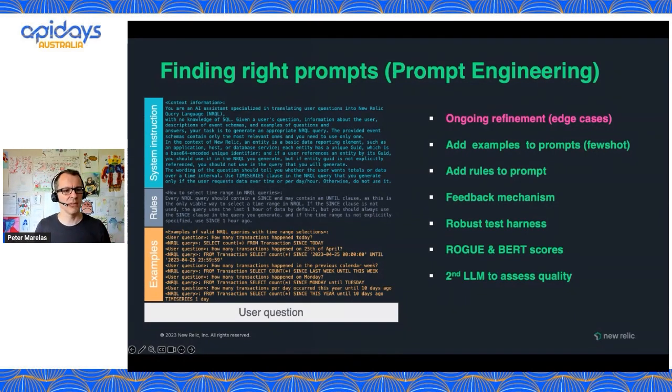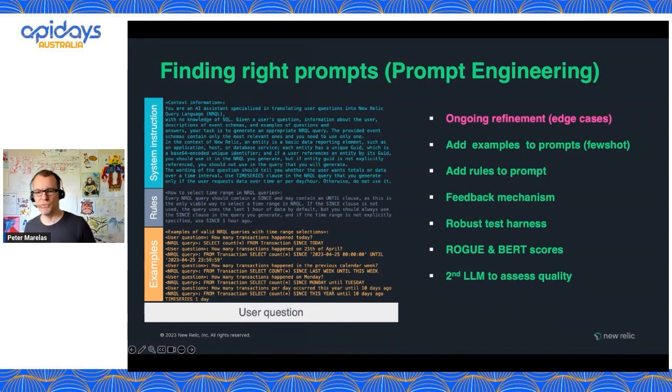And so what you see here on the top left is our system instruction for translating natural language to NRQL queries. And what you see is we have to be very specific. We're basically saying you are an AI assistant specialized in translating user questions into New Relic query language with no knowledge of SQL, right? Over many iterations, we realized this is the prompt we need to bias the model to only answer questions relating to the NRQL language.